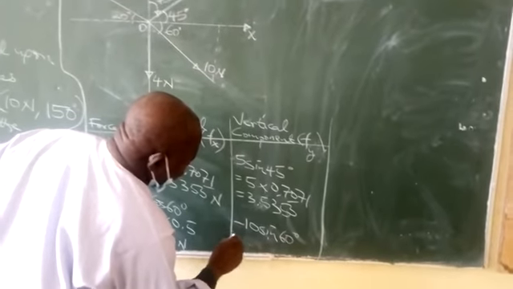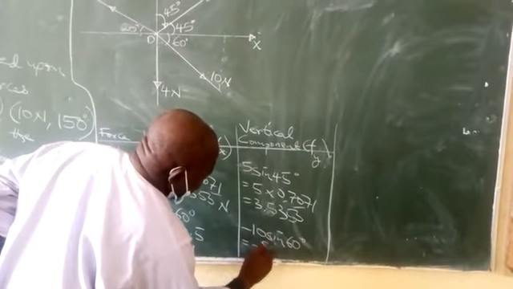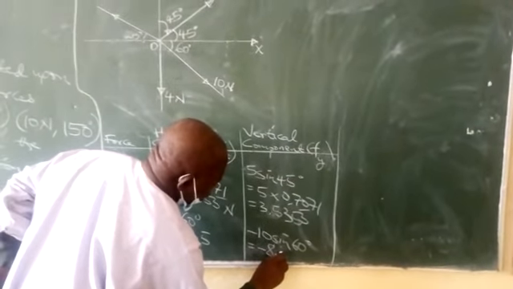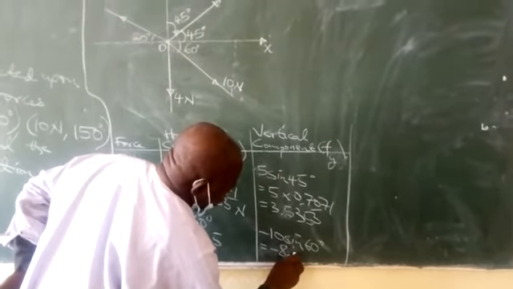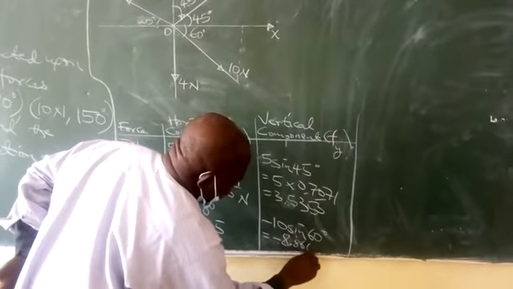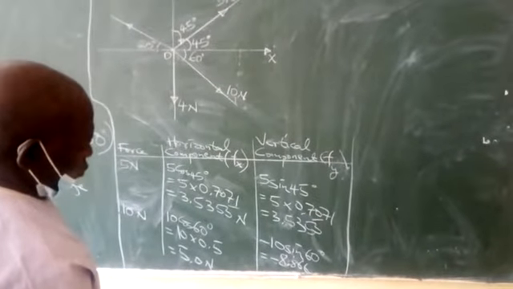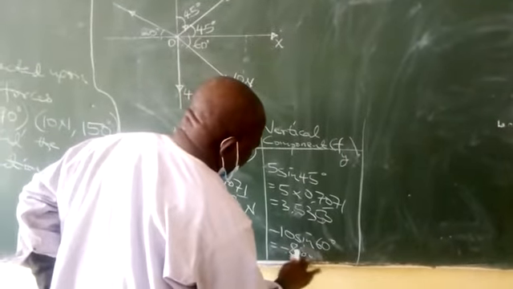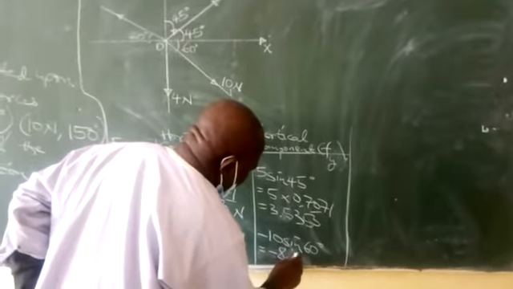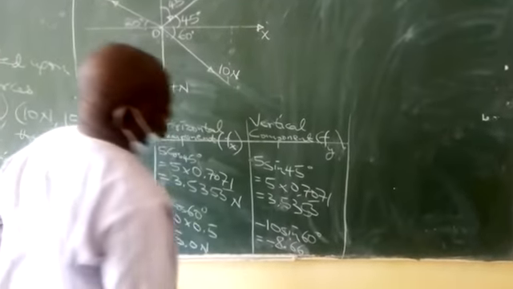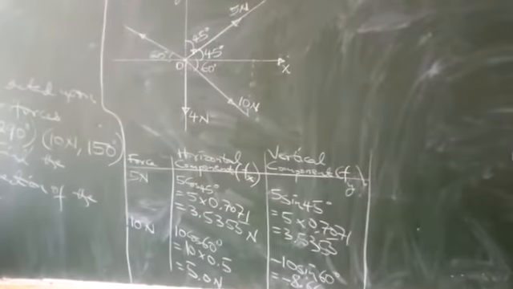Sine 60 is 0.866, so that is minus 8.66. Yes, 8.66. So that is the vertical component. I even brought my calculator.